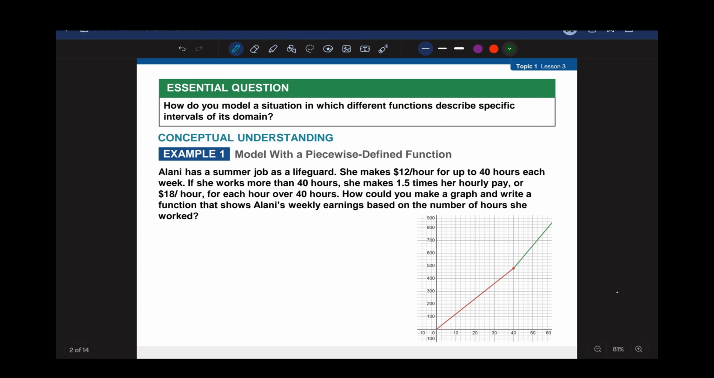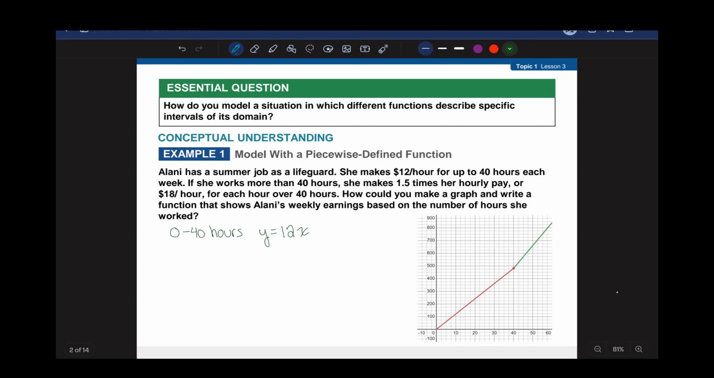Write a function that shows Alani's weekly earnings based on the number of hours she works. All right, so first things first, we know that we have 0 to 40 hours. 0 to 40 hours, she's going to be making $12 an hour. So if I wrote an equation for that, that would be y equals 12x.